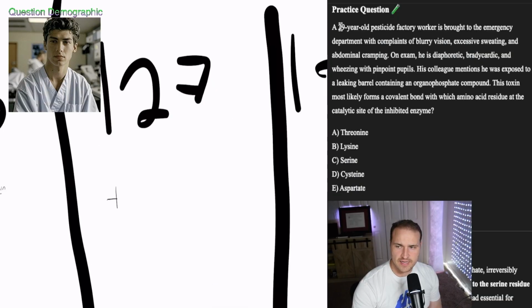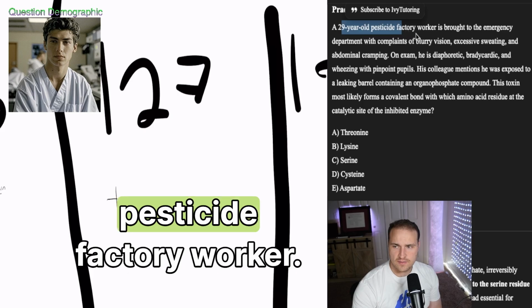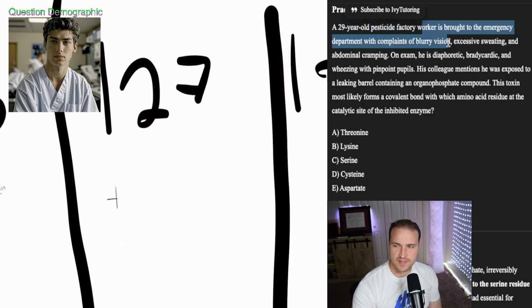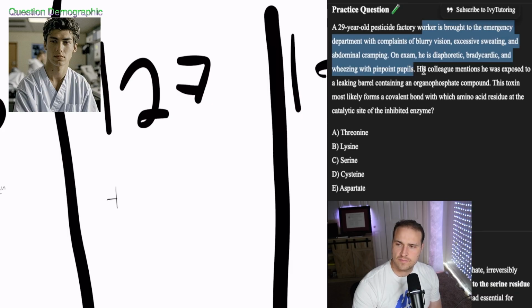Okay, in our next question, we could have a 29-year-old pesticide factory worker. Maybe it's male, maybe it's female. Brought to the emergency department, complains of blurry vision, excessive sweating, and abdominal cramping. Diaphoretic, bradycardia, and wheezing with pinpoint pupils. Parasympathetic activation.